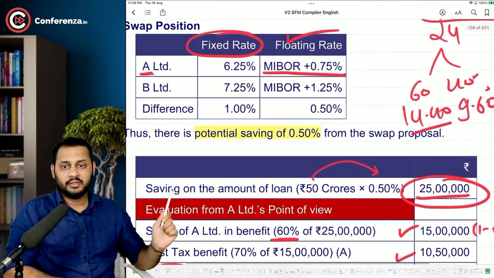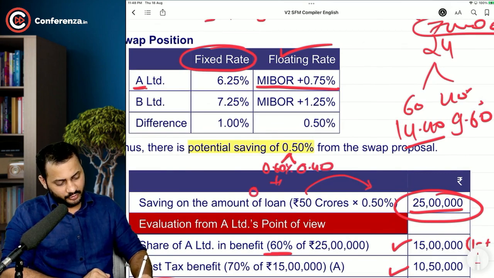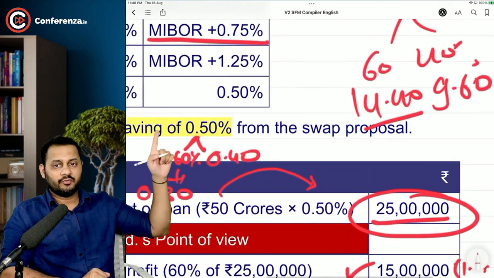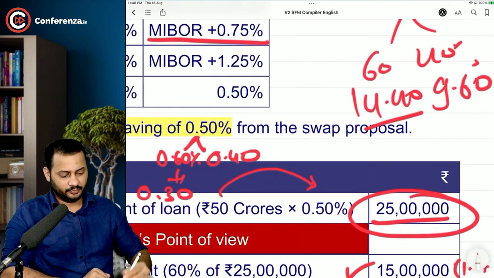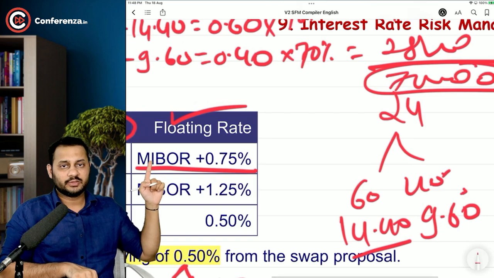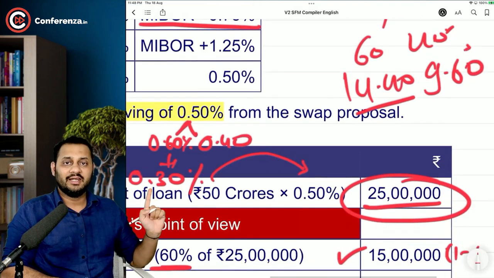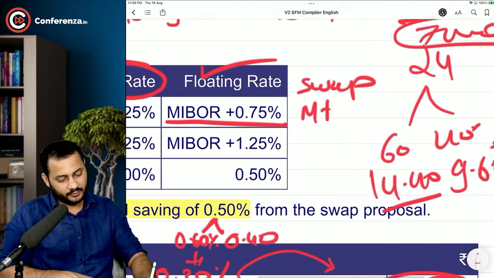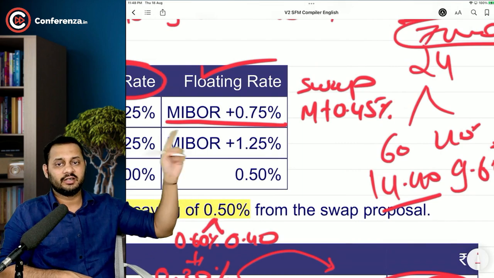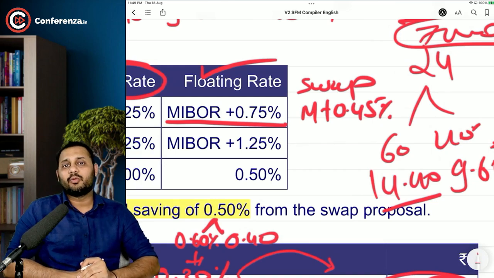See, the total saving is 0.50%. Understand, and out of that, 60% of the saving is kept by us, that is 0.30%. Out of 0.50, 60% means 0.30% should be the saving to me under swap. If I directly go to the market, it will cost me MIBOR plus 0.75. And what will be the cost to me under swap, it should be lesser by 0.30. And then only I can say that this is my benefit. So if you do the calculation, it will come to MIBOR plus 0.45, 0.3% less than this rate. So the cost to me for all this borrowing is MIBOR plus 0.45%.